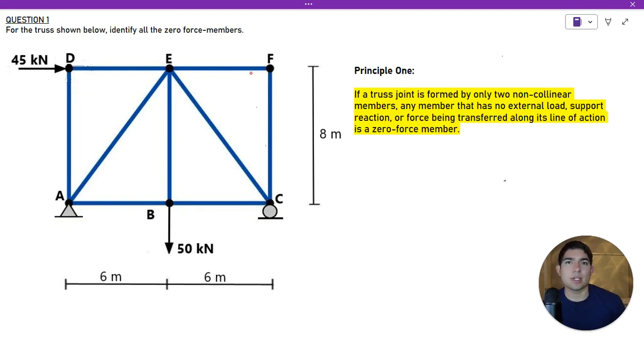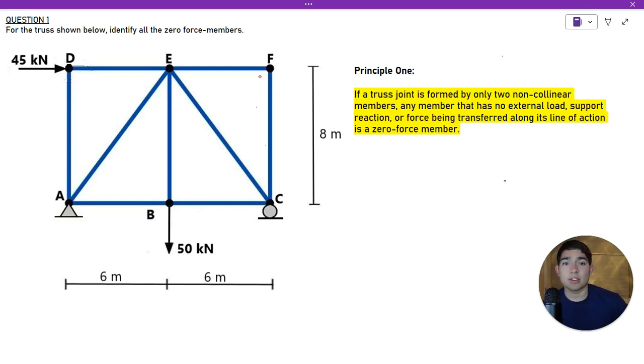So now that we understand the difference between collinear and non-collinear, for principle 1, we are interested in truss joints formed by 2 noncollinear members, and then at that truss joint, any of those members that have no external load, support reaction, or force being transferred along its line of action will be our zero force members at that joint. So after taking a closer look at our principle, now let's go ahead and apply it to our question 1 to find the zero force members in this truss.